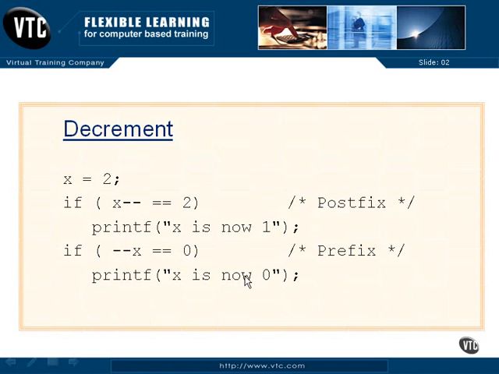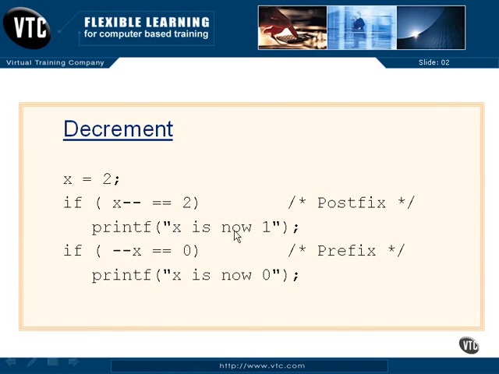Decrement works just the same way. Here we're going to set up and say that x is equal to 2, and if x-- (decrement) is equal to 2, that's our postfix, and that will be the case because we will do the comparison first because we have the postfix decrement. We'll do our comparison. X is in fact 2. We'll come down here and we'll say that x is now equal to 1, because we have decremented x at that point, so it has gone down to 1.